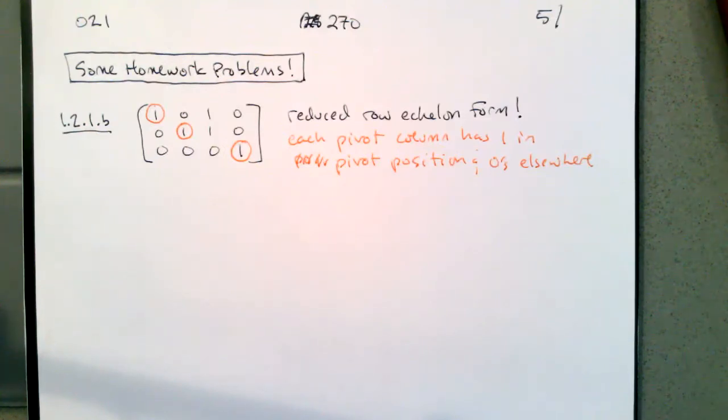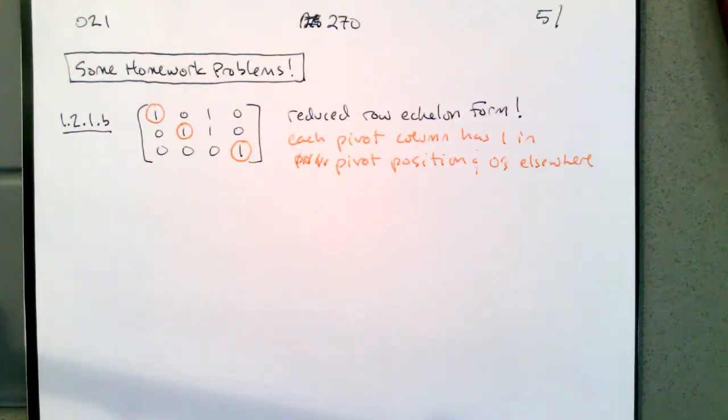We want to finish up today by looking at some homework problems. One of the first questions has to do with whether a matrix is in an echelon form, a reduced echelon form, or neither. In this case, we need to identify where the pivots are. There's a pivot in the first row, first column, second row, second column, and a pivot in the third row, fourth column. So we see that each pivot column has a 1 in the pivot position and zeros elsewhere. Therefore, this matrix is in reduced row echelon form.